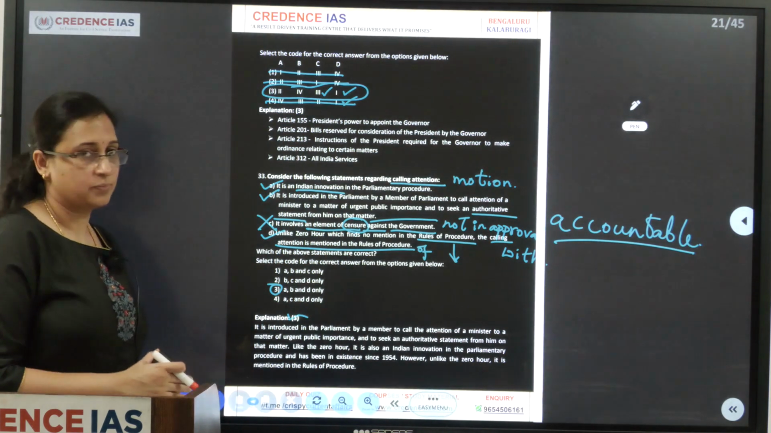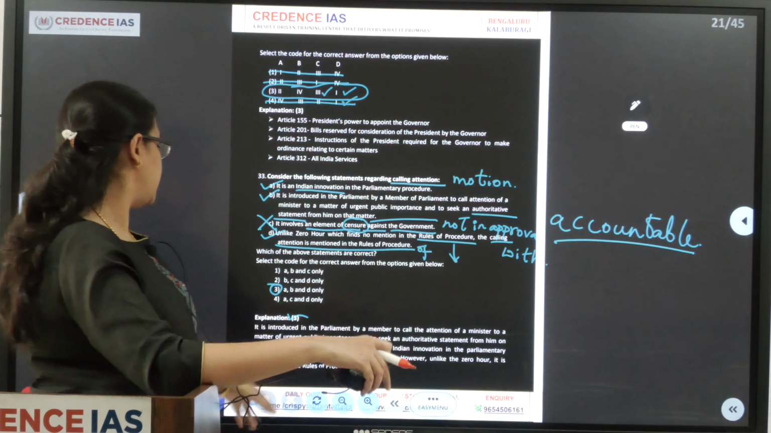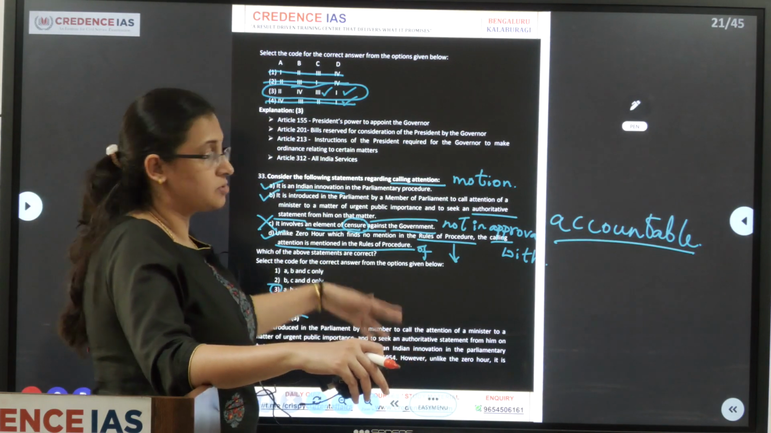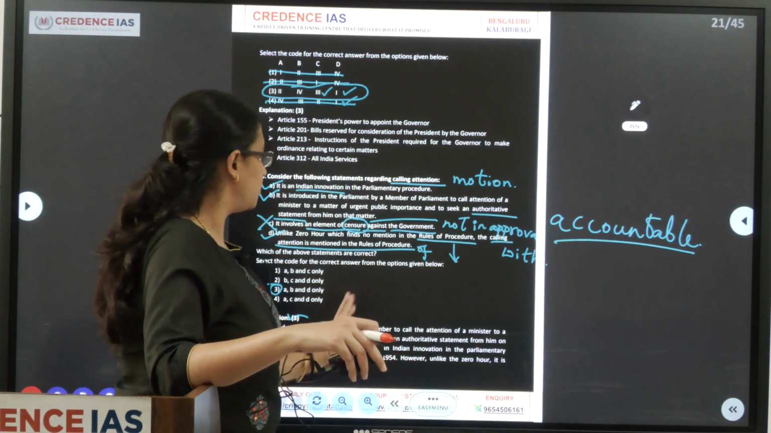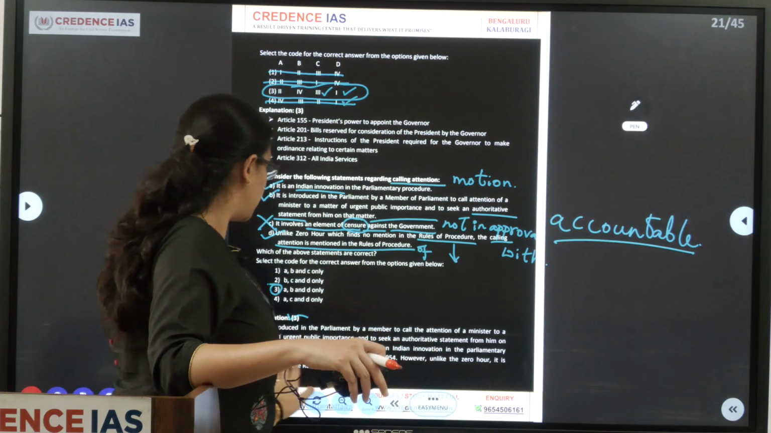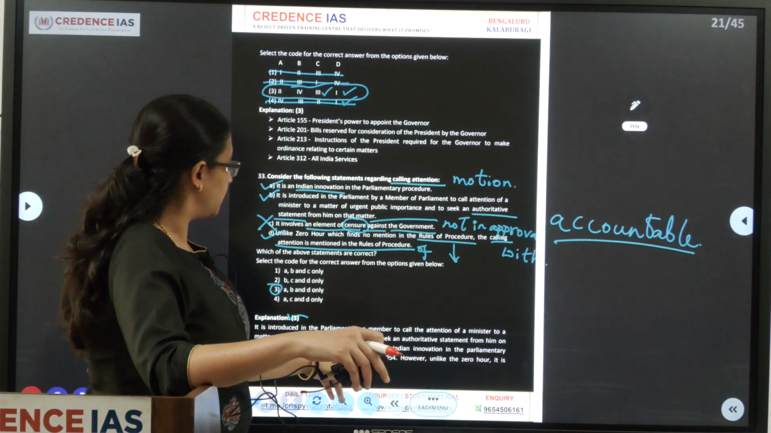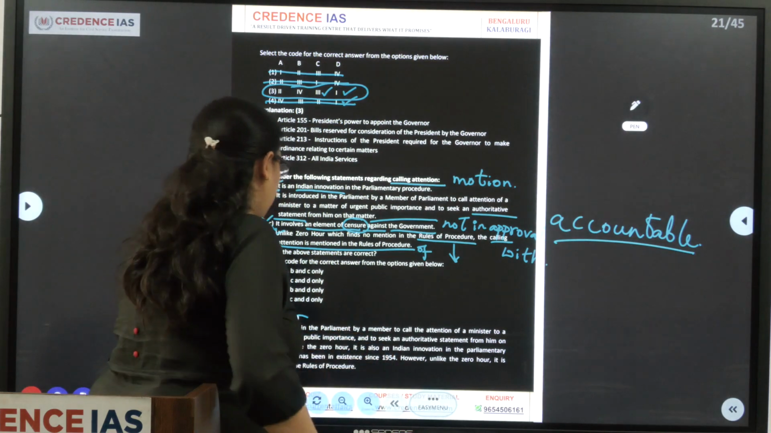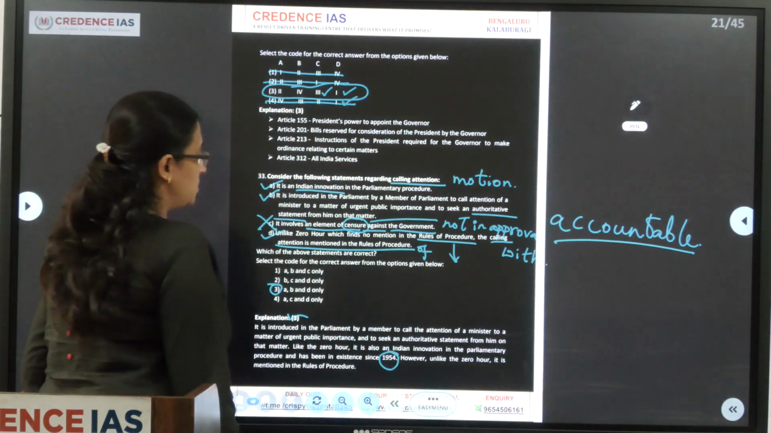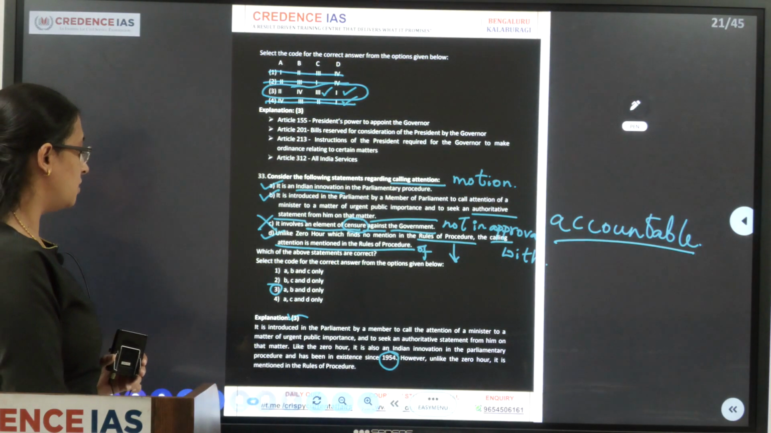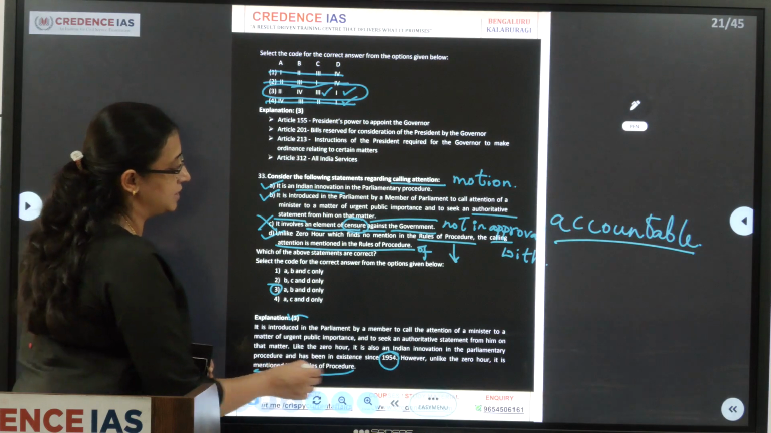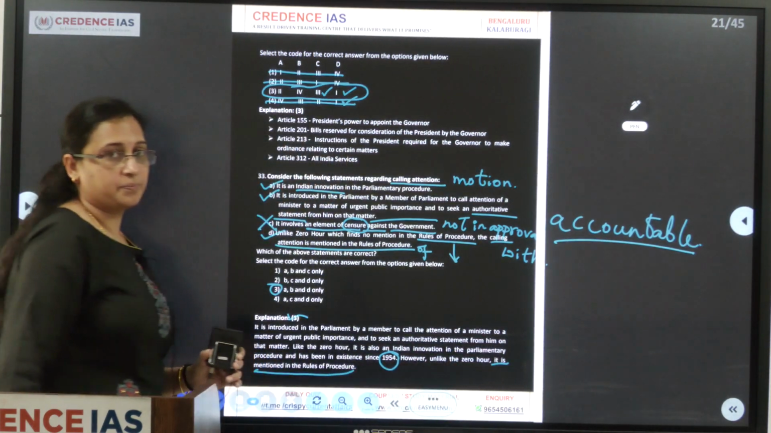Okay. So here we can see, like the zero hour, it is also an Indian innovation. It means the calling attention motion is also an Indian innovation, just like the zero hour in the parliamentary procedure, and it has been in existence since 1954. So since 1954 the calling attention motion has been used. However, unlike the zero hour, it is mentioned in the rules of procedure book.